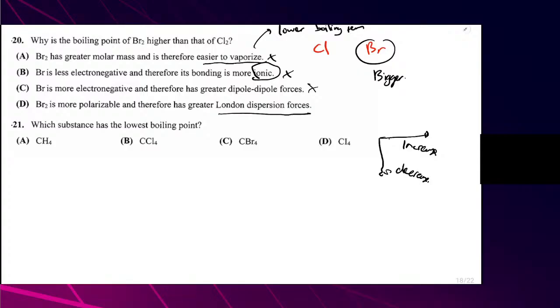So in conclusion, Br2 has a higher boiling point because it's more polarizable. It's bigger and has more electrons, so it forms stronger London dispersion forces. It takes more energy or heat to separate the molecules. Stronger London dispersion force, therefore it takes more energy, so the boiling point is higher because it is more polarizable.